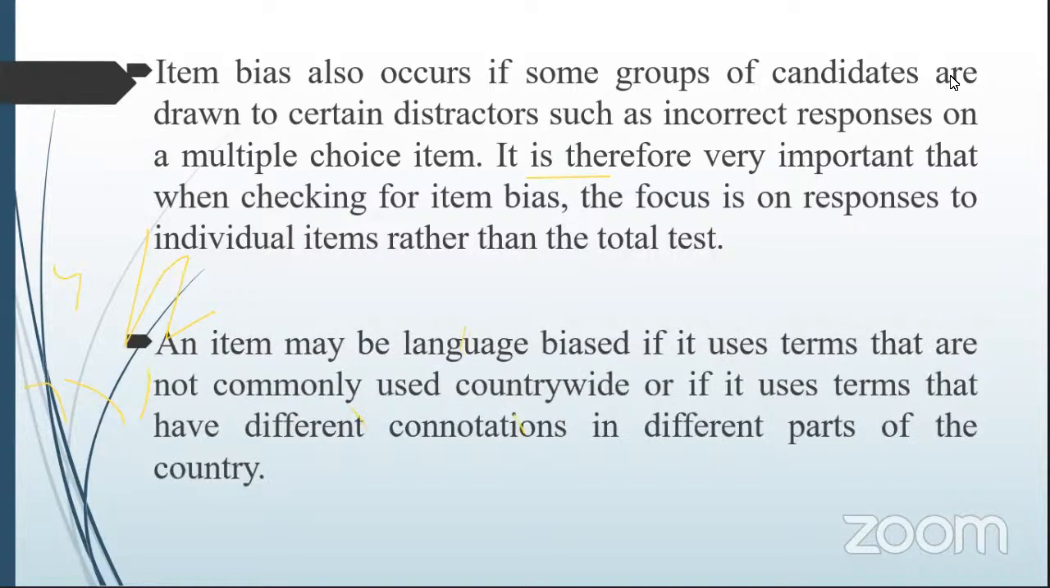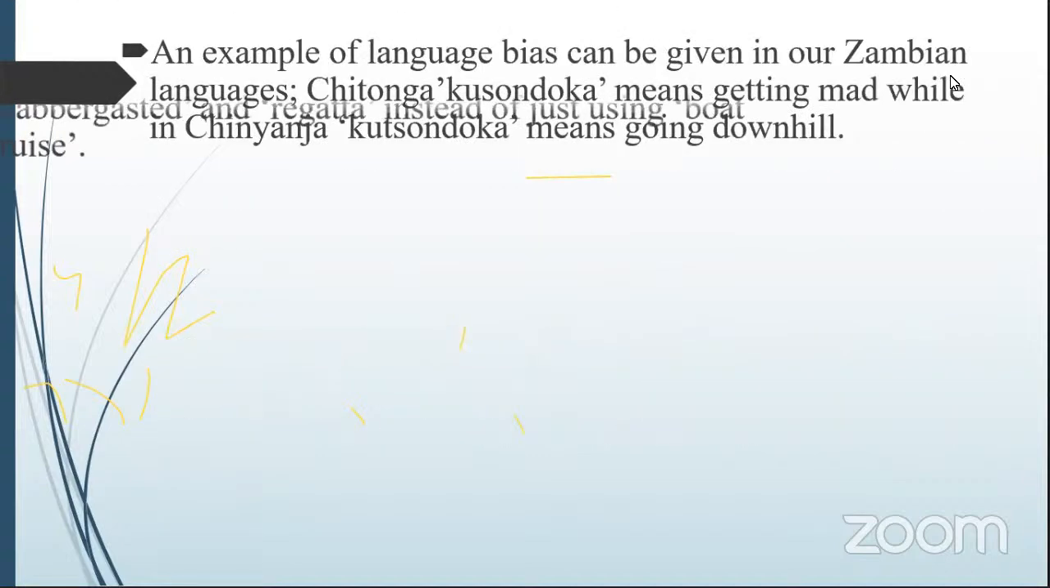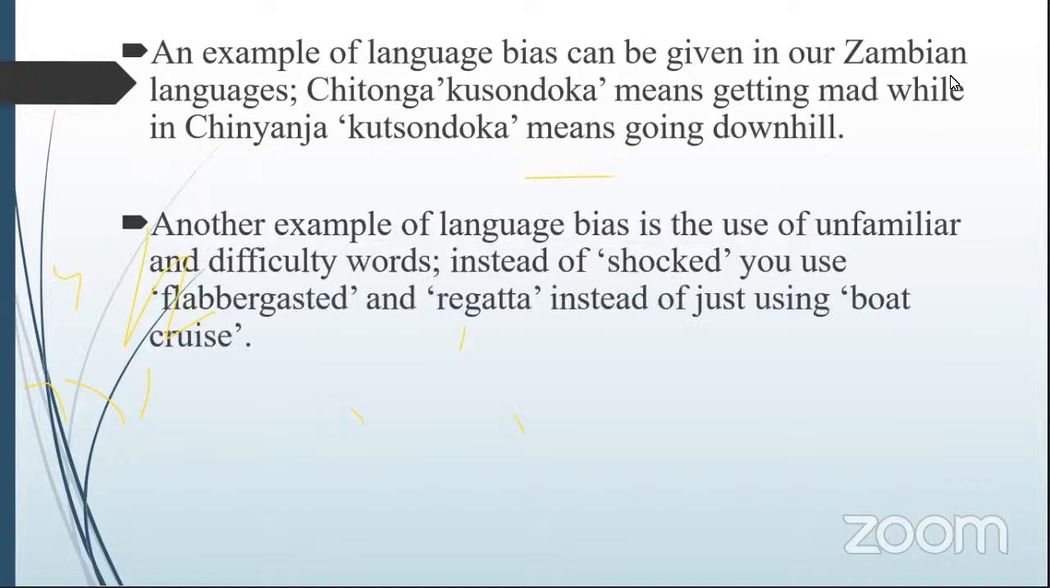An item may be language biased if it uses terms that are not commonly used countrywide, or if it uses terms that have different connotations in different parts of the country. An example of language bias can be given in our Zambian languages. In Chitonga, when you say kusondoka, this means getting mad, while in Chinyanja, kusondoka means going downhill. Imagine you had used that item in your test.